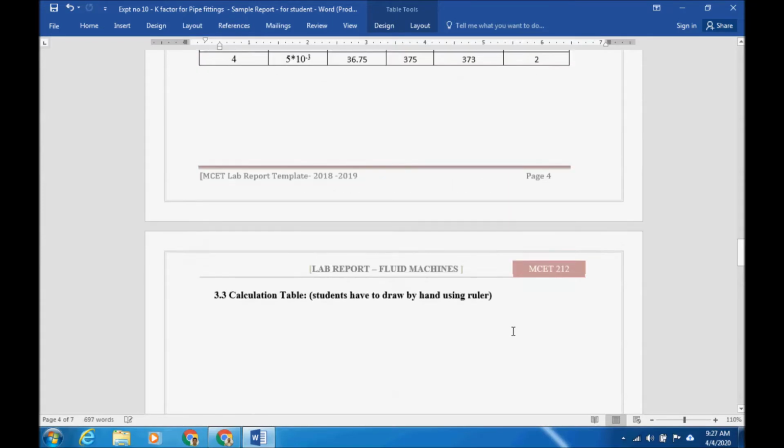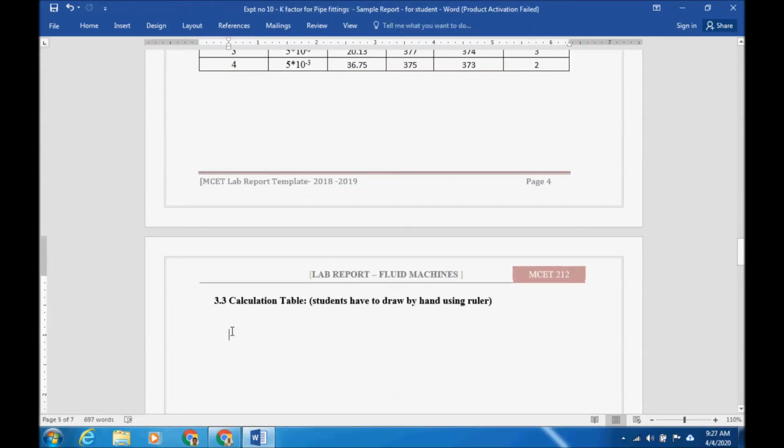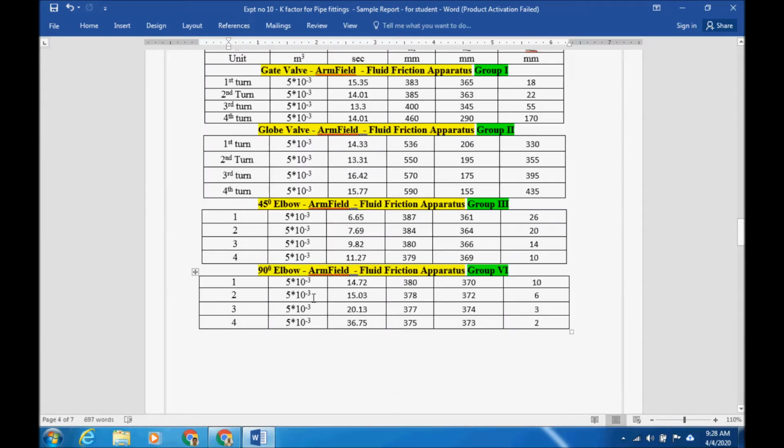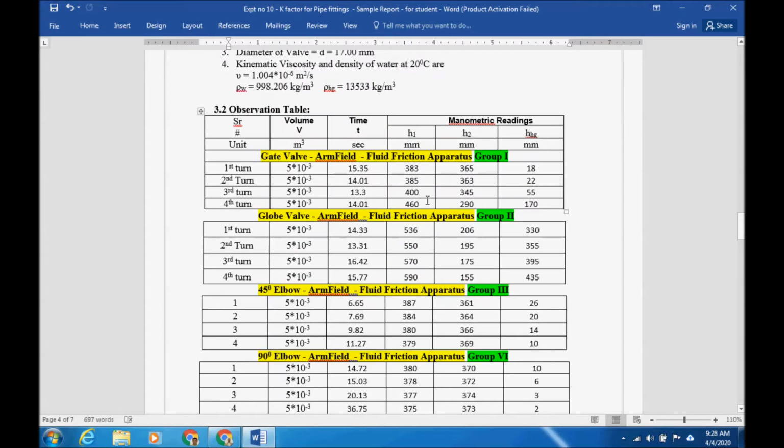Now calculation table. How to write the calculation table? It is very important. The first column will be the serial number and unit here. Then it is asked to find out the water head associated with the flow through the pipe fittings. So what is water head? It is H1 minus H2. We have a mercury manometer, so this is a mercury head, and we have to convert it to water head. First, H of Hg is H1 minus H2.